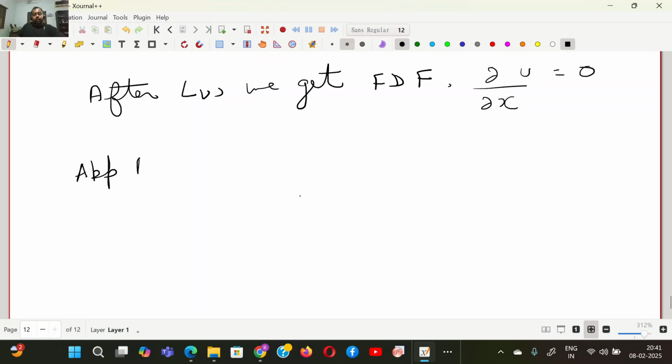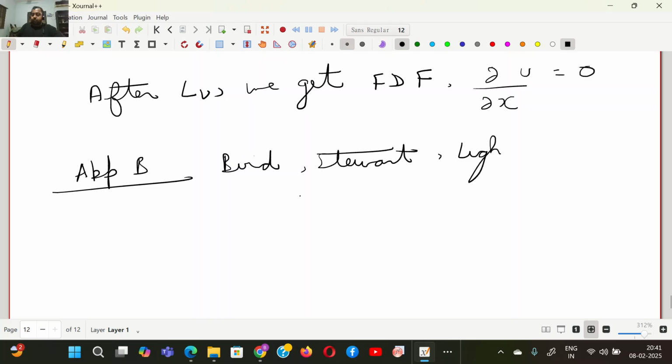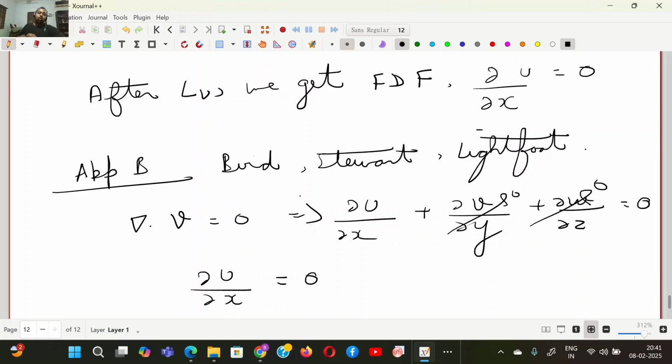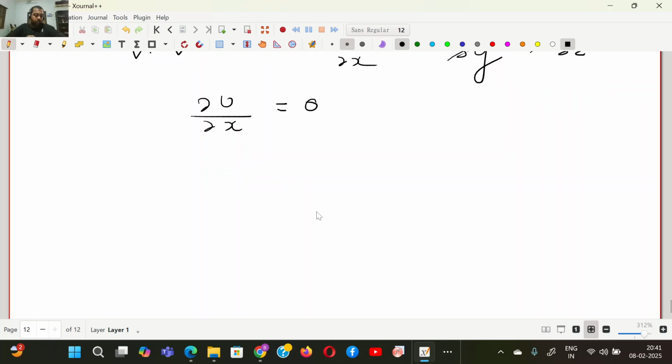of Bird, Stewart, Lightfoot. The continuity equation is just del dot V is equal to zero. Here it will be dou u by dou x plus dou v by dou y plus dou w by dou z is equal to zero. We have assumed unidirectional flow, so only the u component is there. So this is zero, and you get dou u by dou x is equal to zero. We also got it from the fully developed flow assumption.